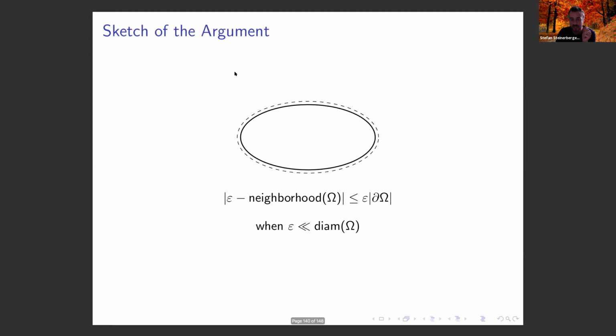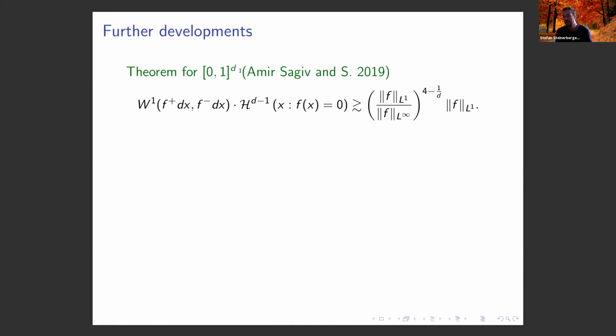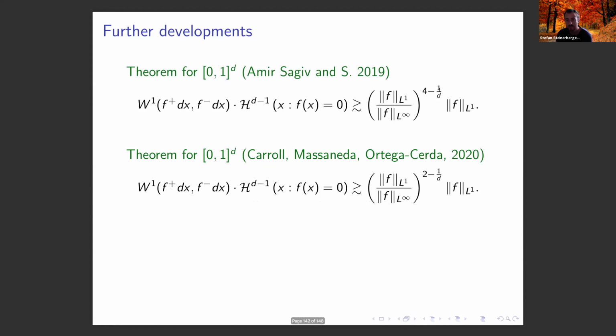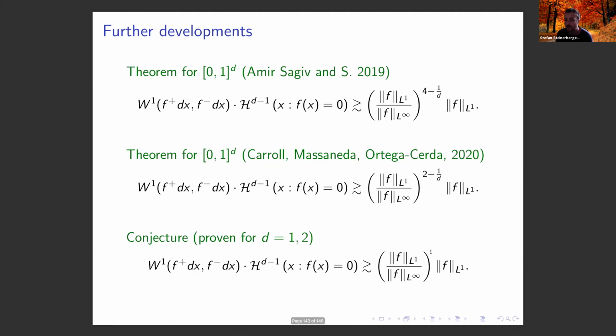If the dimension is 3 or higher, we have such a statement, but the exponent here is 4 minus 1 over d. This was then recently improved to 2 minus 1 over d. And both the 2 of us and the 3 of them think that the right constant should be 1. So there should be a general inequality like this, and it is proven for 1 and 2 dimensions. It's open in 3. We don't know whether it's true or not.